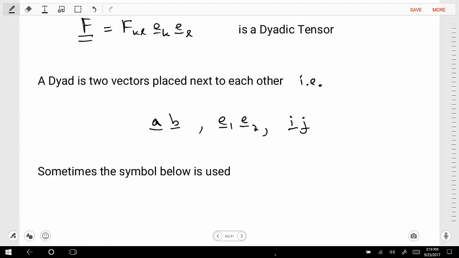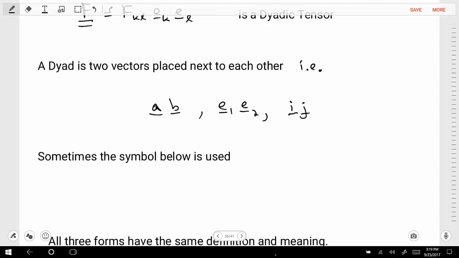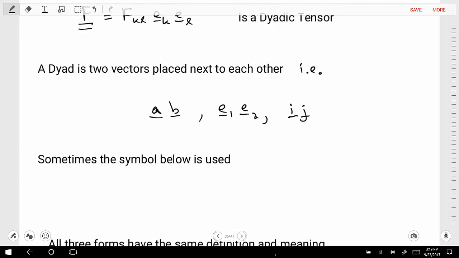Now, sometimes the symbols or the way that we indicate dyads is different. There's a couple of notations. So some people just say, hey, a dyad is simply A and B. Some people say a dyad is A with a circle with a cross in it and B. And other people say that a dyad is a vector A and a vector B transposed.